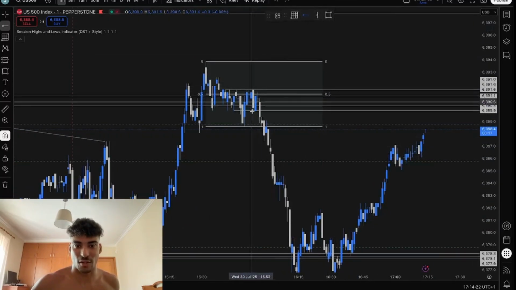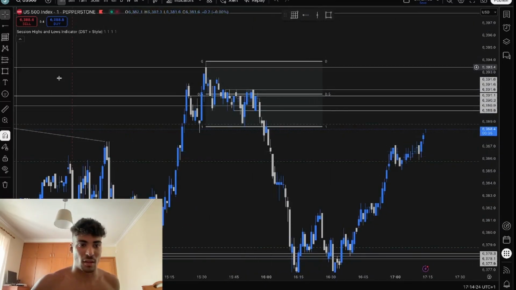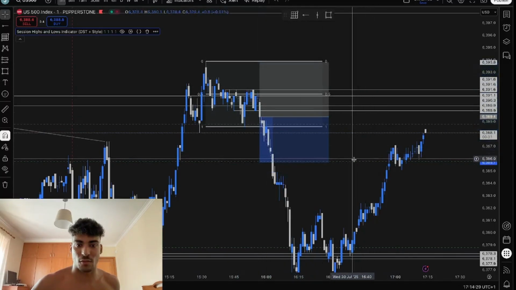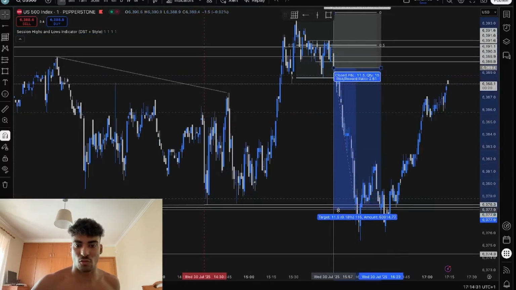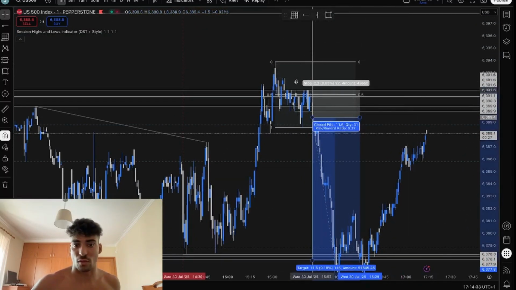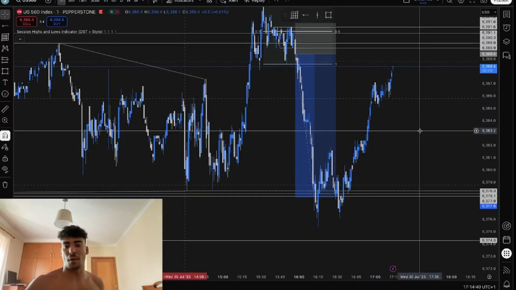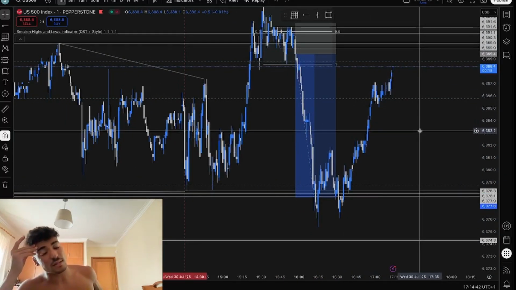Even with break of structure right here, which we would have gotten, then enter on that, boom, stop loss maybe above these highs, and take profit all the way up to these triple lows, which were the draws on liquidity. I'd have put the stop loss a little bit above these highs, and yeah, that was basically it. So yeah, just a tough day.